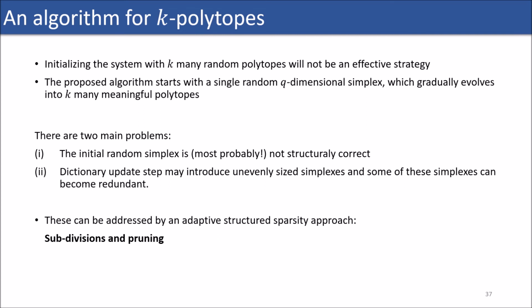Initializing the system with K-many random polytopes will not be an effective strategy. The proposed algorithm starts with a single random Q-dimensional simplex, which gradually evolves into K-many meaningful polytopes. There are two main problems. The initial random simplex is, most probably, not structurally correct. Dictionary update step may introduce unevenly sized simplexes and some of these simplexes can become redundant. These can be addressed by an adaptive structured sparsity approach through subdivisions and pruning.